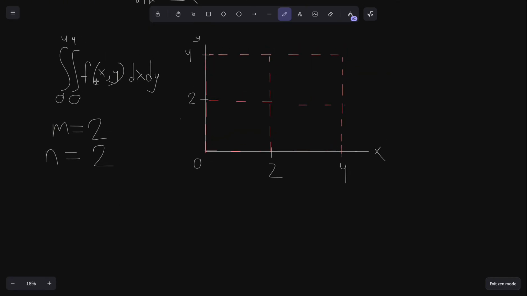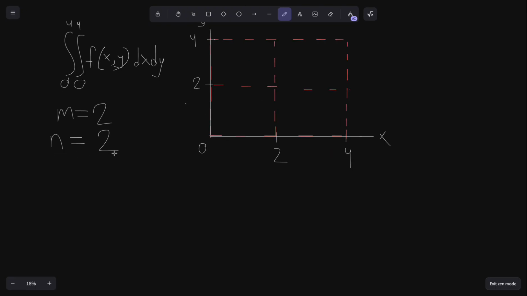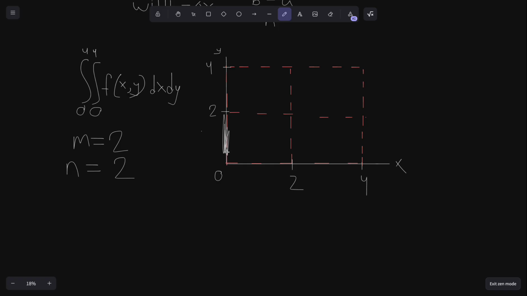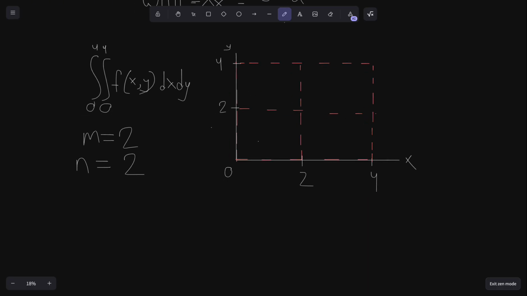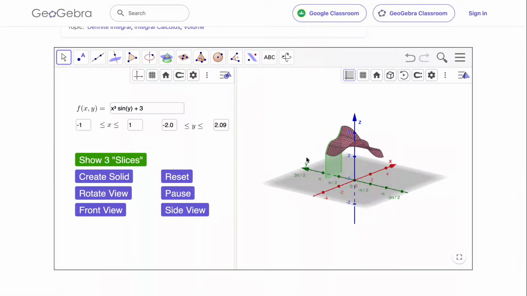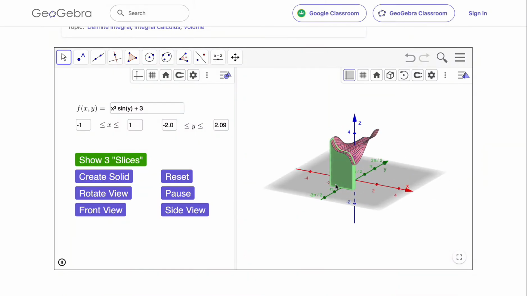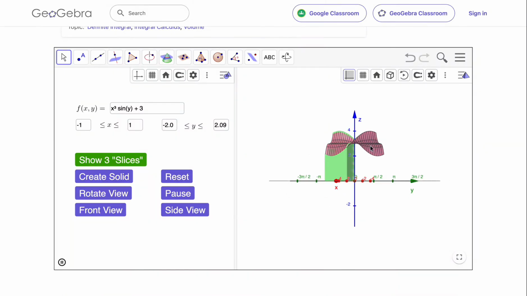So imagine if we had a function f of x comma y that we wanted to integrate from 0 to 4 in the x direction and 0 to 4 in the y direction. And we want to split our interval in the x direction into 2 sections. And n is equal to 2, meaning that from 0 to 4, we're going to split it into 2 sections in the y direction. So in total, we have four different rectangles that we can deal with. And just a little reminder of what we're doing, we're trying to approximate the volume underneath this surface.